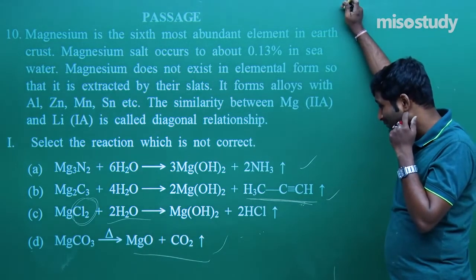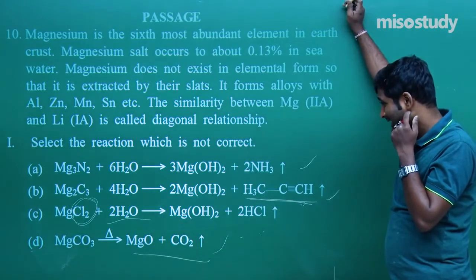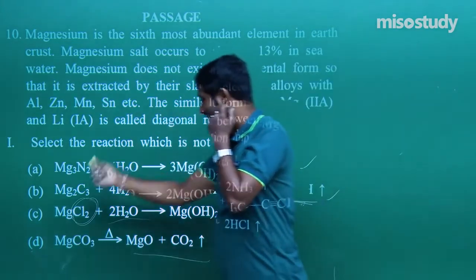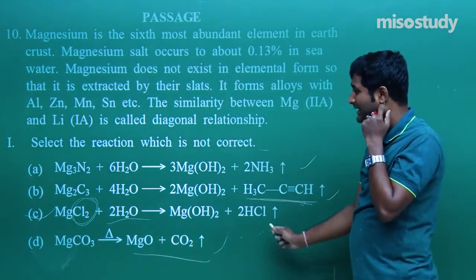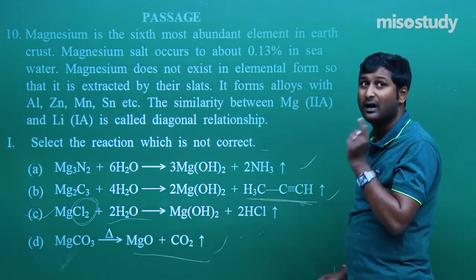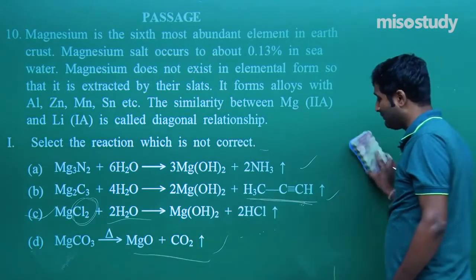So in this case we can say, sir, the answer is C. This is the wrong reaction. So where is the not correct? Not correct is C. Clear? Now let's move to the next question.